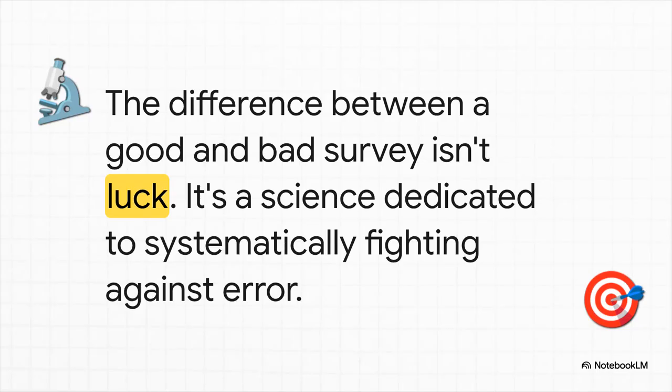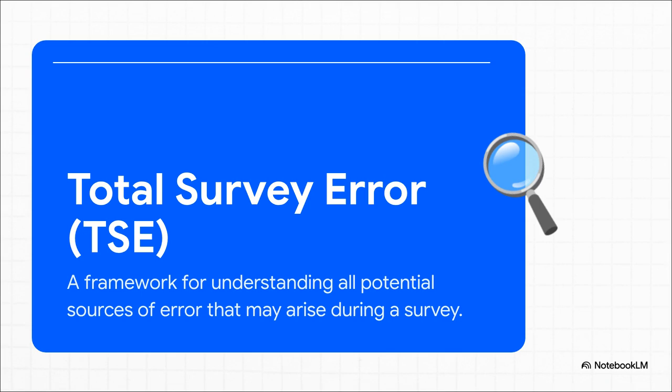Okay, so the very first thing you've gotta get is that a high-quality survey isn't just art, and it's definitely not luck. It's a science. And more specifically, it's the science of systematically hunting down and minimizing every single possible source of error, all to get as close to the truth as humanly possible. Researchers actually have a name for this whole approach. It's called the Total Survey Error Framework, or TSE.